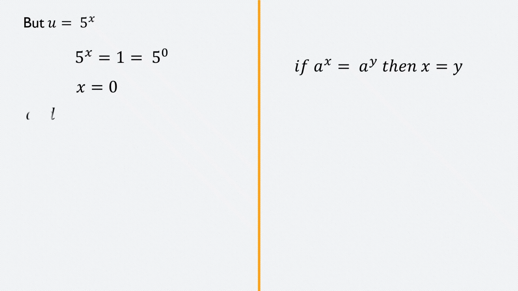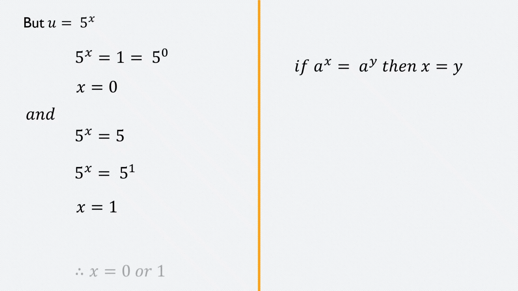Now for the second solution, we have 5 to the power x equals 5, which is the same as 5 to the power 1, right? So 5 to the power x equals 5 to the power 1. The bases are the same, so I can equate the exponents and I have x equals 1. So the solutions are x equals 0 or 1.